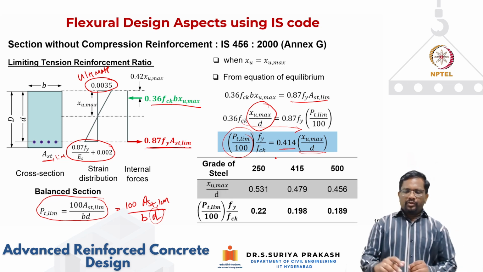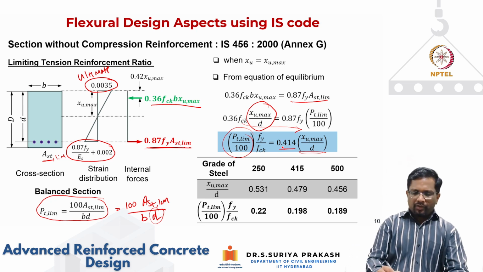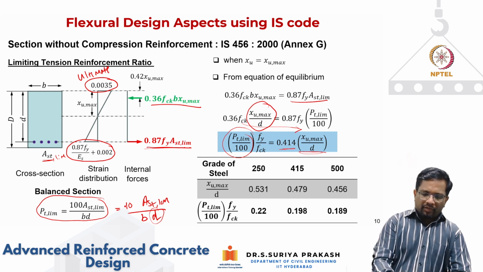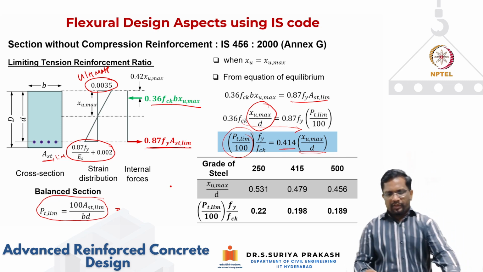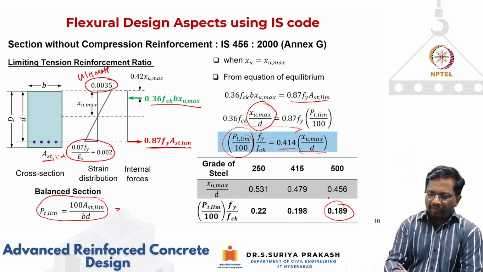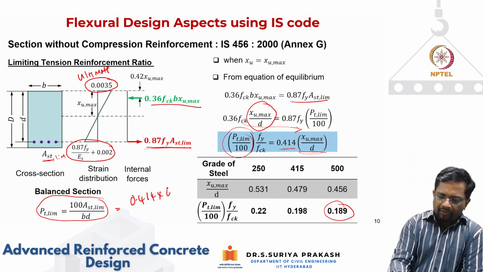Okay, so for different grades of steel, we can go back, put these numbers in, and find out your PT limit, fy by fck. So again, how do we get that for Fe 250? If you go back, you multiply 0.414 by this value. Okay, how do we get 0.189? Basically, it is going to be 0.414 multiplied by 0.456.